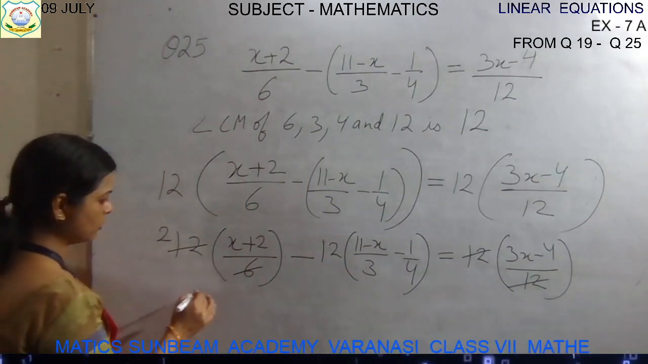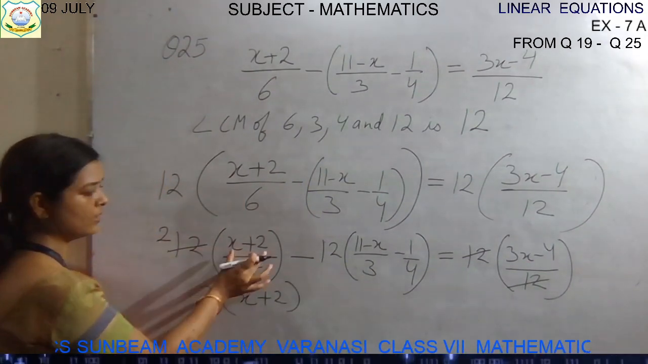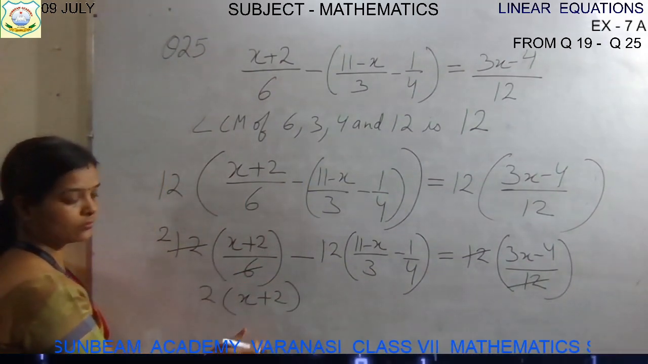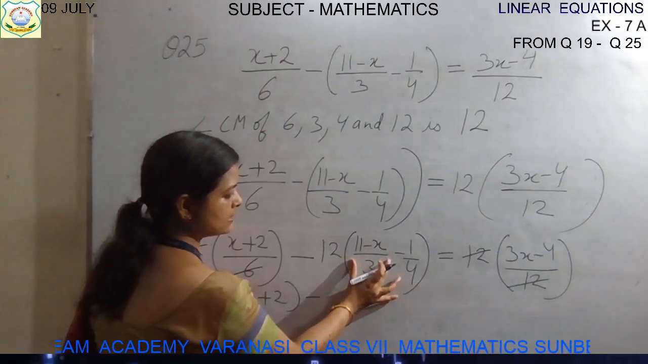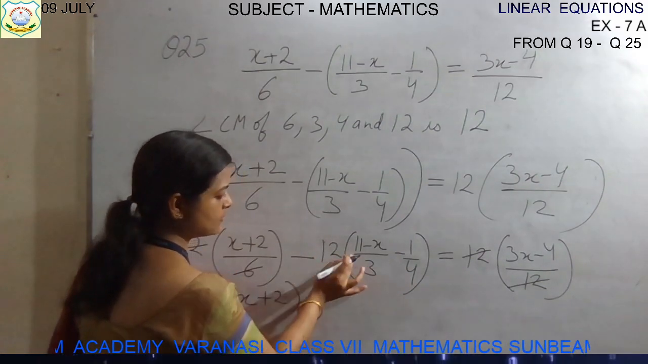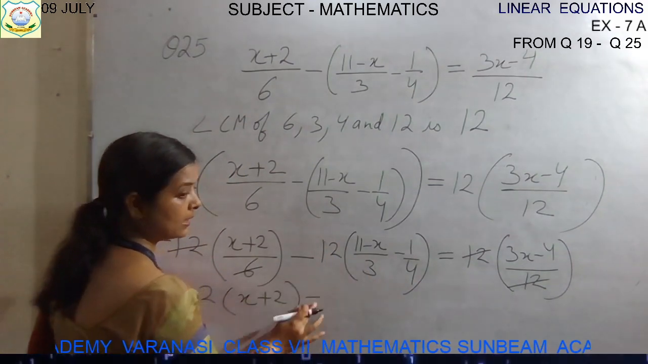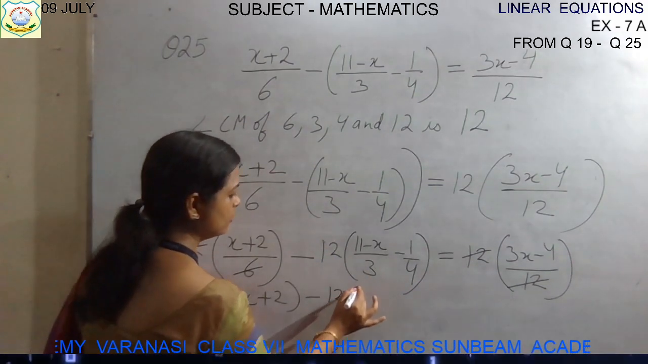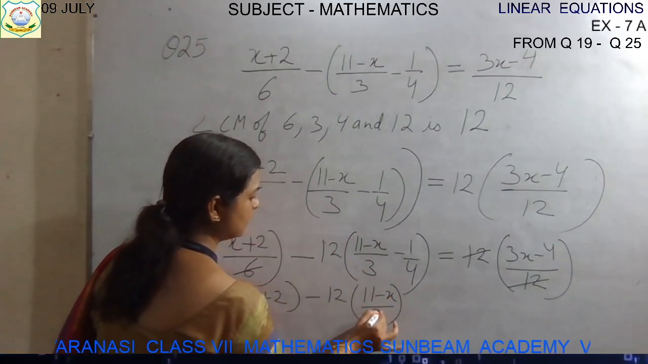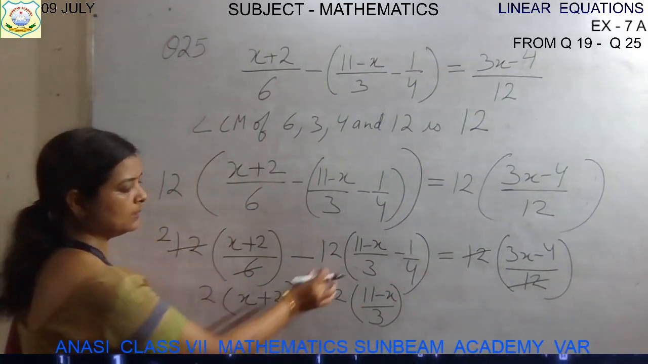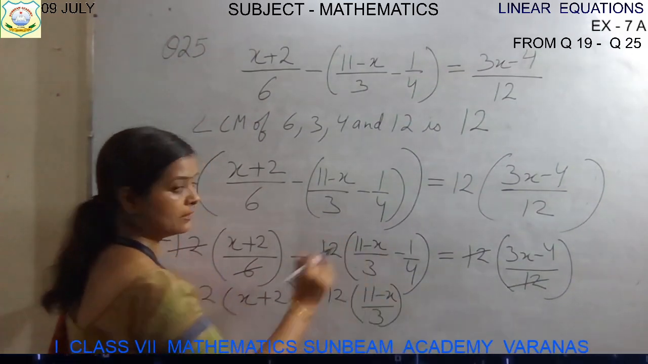Space is there. I am solving here. 2 into (x + 2). There is no denominator now. Minus. This 12 will multiply with 11 − x/3 first. Minus plus, minus plus, minus. Signs are different. Minus 12 into, keep it in a bracket, children, always, (11 − x/3). You are multiplying this 12 with both 11 and x/3. That's why keep it in a bracket.